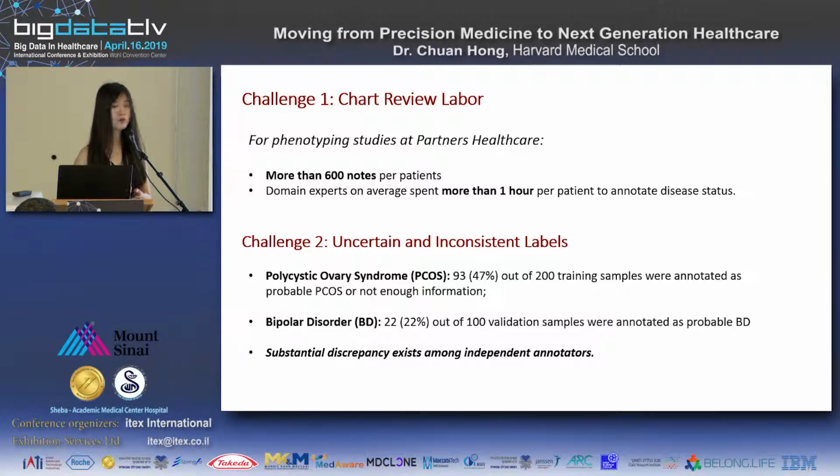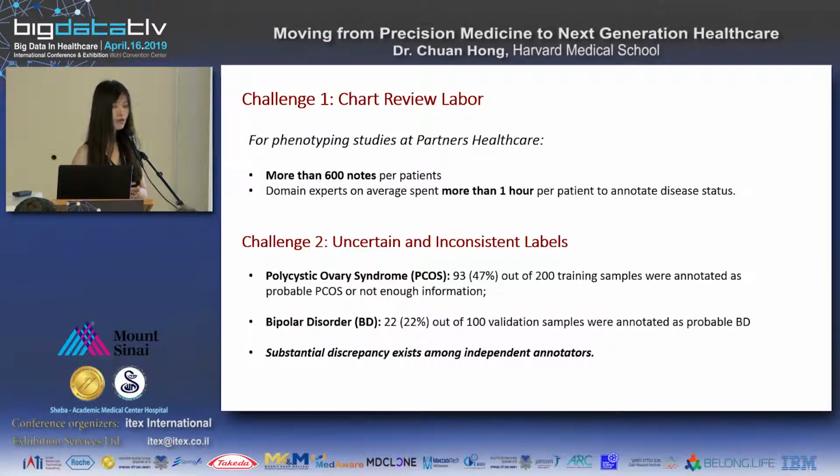However, there are some noises contained in these labels. So first, the label is insufficient. As we know from our phenotyping study, for each patient there are more than 600 notes, and physicians need to go over each of the notes. Usually they spend more than 1 hour per patient to annotate the disease status.